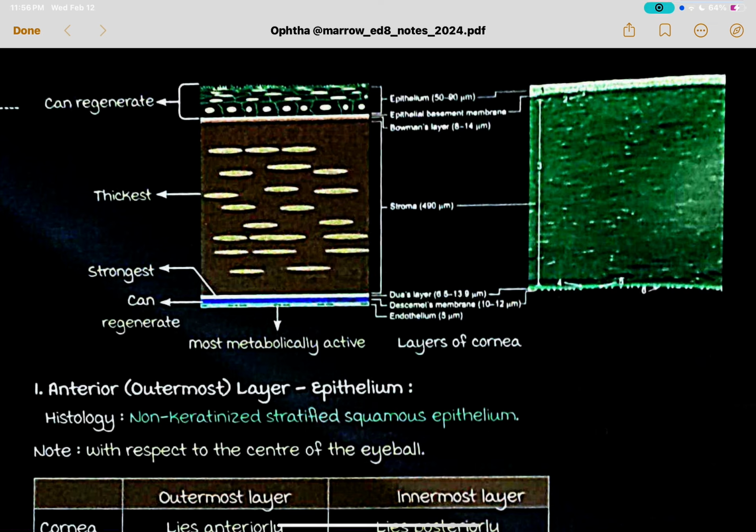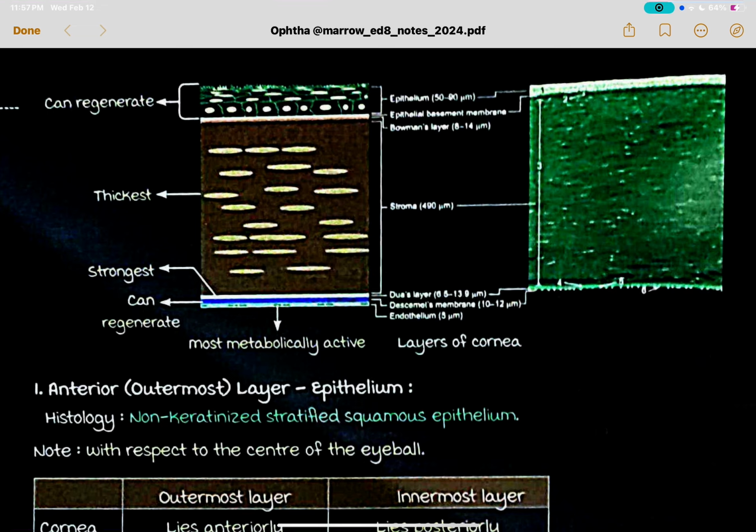Here is another image of the layers of the cornea. The most metabolically active is the endothelium, 5 micrometers. Then is your Descemet's membrane. Then is your Dua's layer. Dua's layer is also the strongest layer. Descemet's membrane can regenerate. Then is the thickest layer, the stroma.